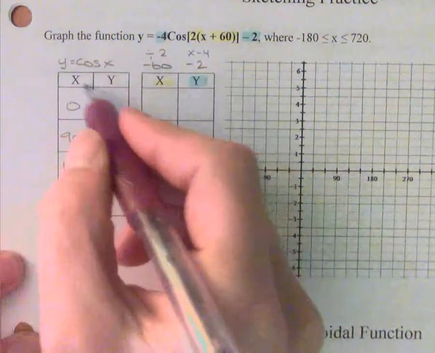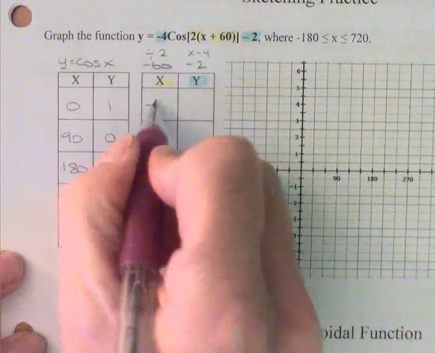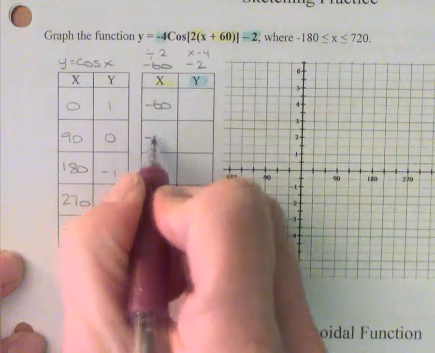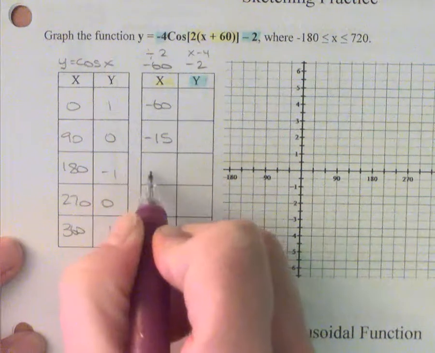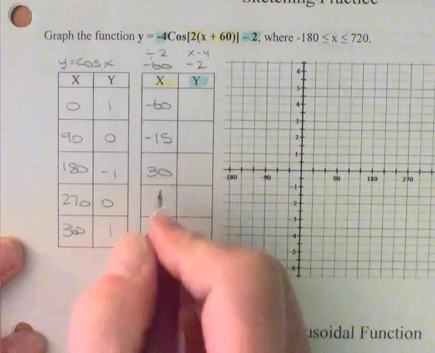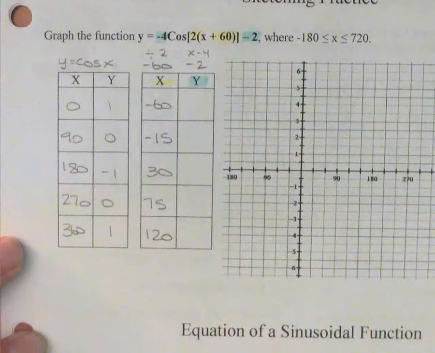So I'm going to divide all of these by 2 and subtract 60. So that gives me minus 60, minus 15, 30, 75, and 120.